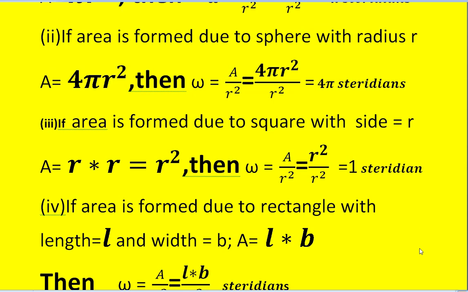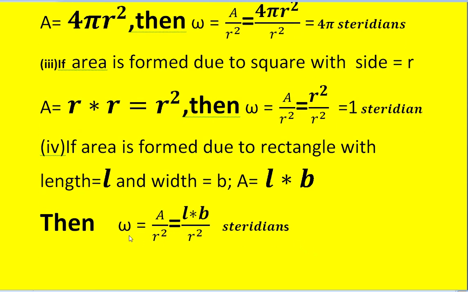Let us take another case. Suppose the area is formed due to the rectangle with length L and width B, then area of the surface we can say L into B. Then the solid angle formed by the rectangular shape surface is given by A by R square, that is equal to L into B divided by R square steradians.